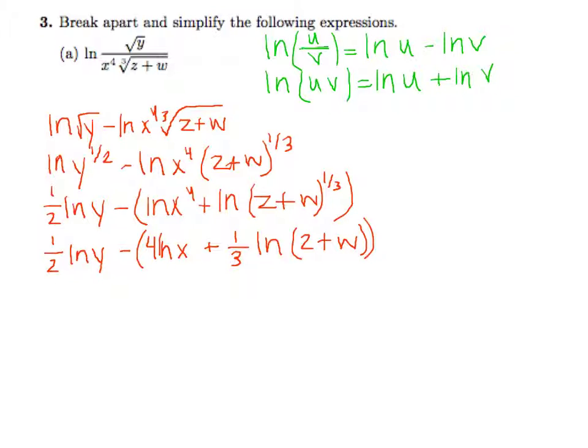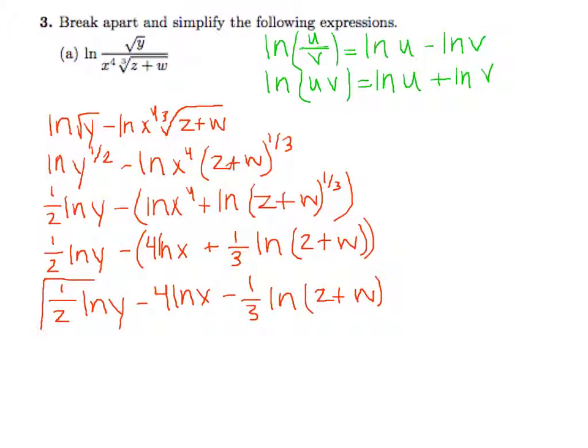And now let's distribute our negative through. So we have 1/2 ln of y minus 4 ln of x minus 1/3 ln of z plus w. And that's the farthest we can simplify. So this is our answer.